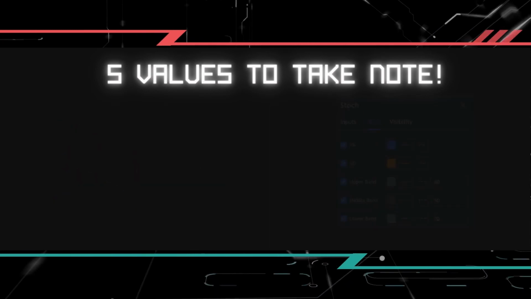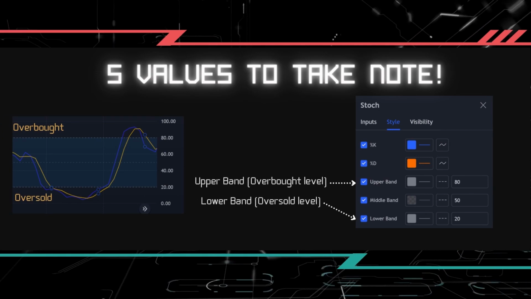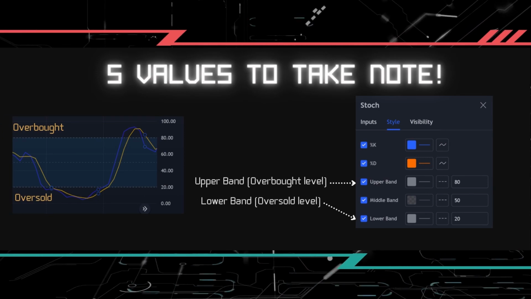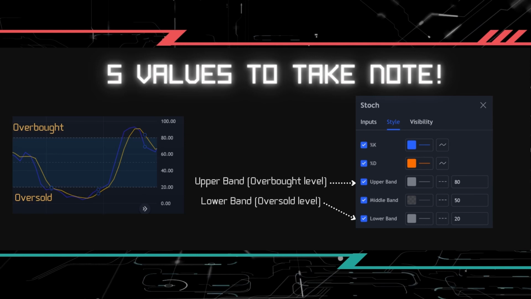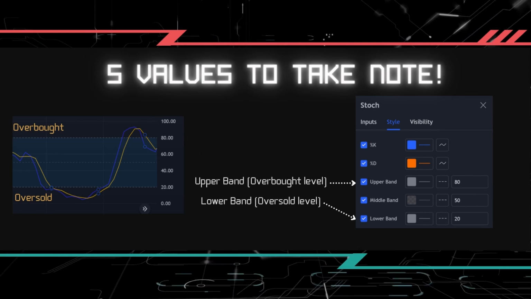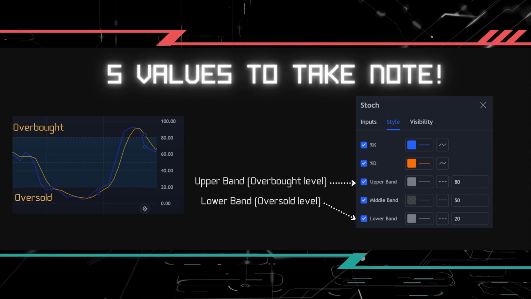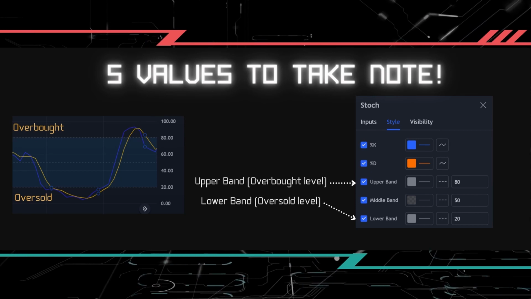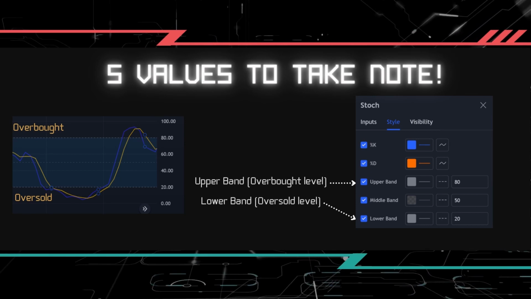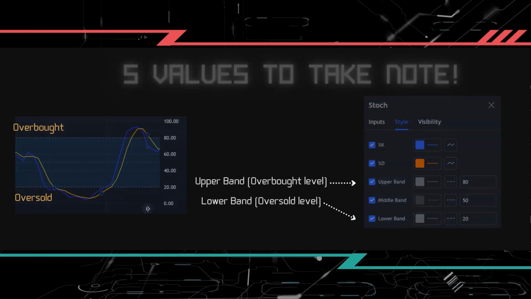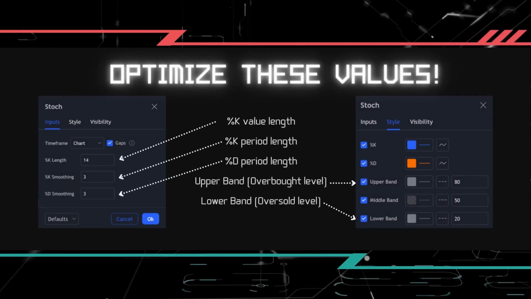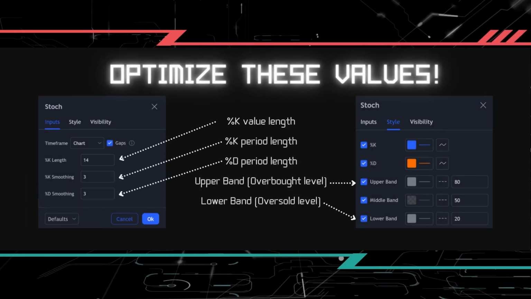Moving on to the fourth and last value, the overbought and oversold level. The default value for this is at 80 and 20 respectively. The Forex pair is deemed to be overbought when the K and D values are above the 80 level. Similarly, it is deemed to be oversold when the K and D values are below level 20. In this video, we will be optimizing these 5 settings to get better result and more profit.